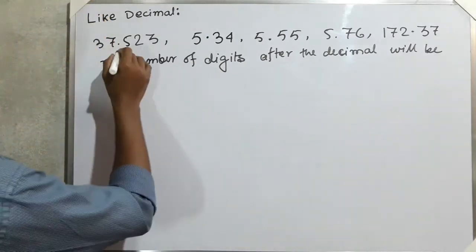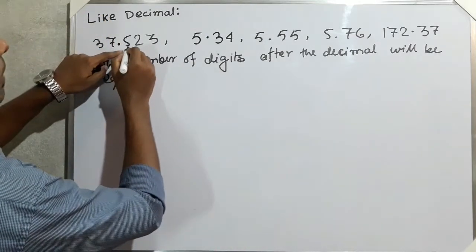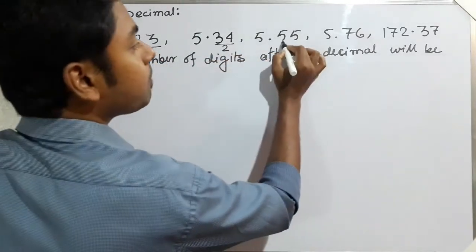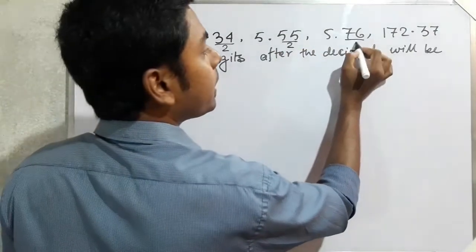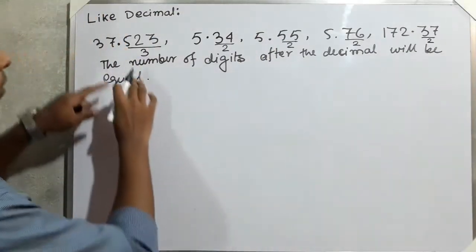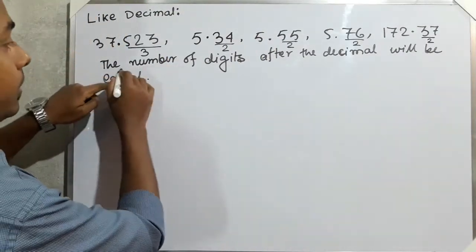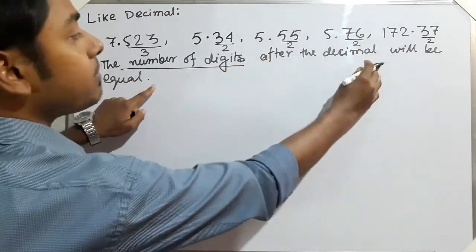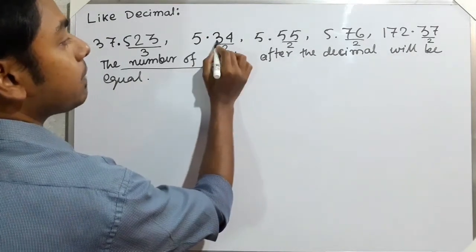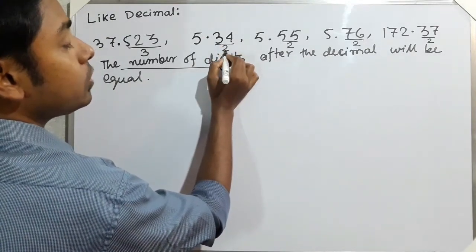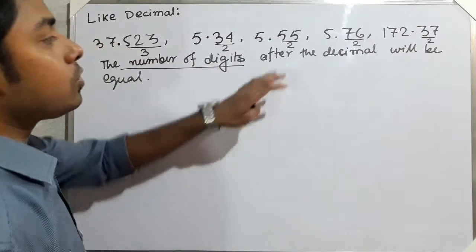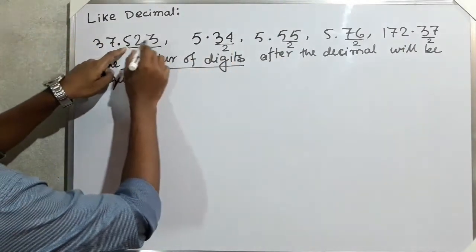That means what? Here in this number you can see after the point you are having how many digits? 3 digits. And here after the point 2 digits, after the point 2 digits, after the point 2 digits, and here also after the point 2 digits. So like decimal means the number of digits after the decimal will be equal. So here the number of digits is 2. Here also 1 2, 2 digits, 1 2, 2 digits, 1 2, 2 digits. But here 1 2 3, 3 digits.